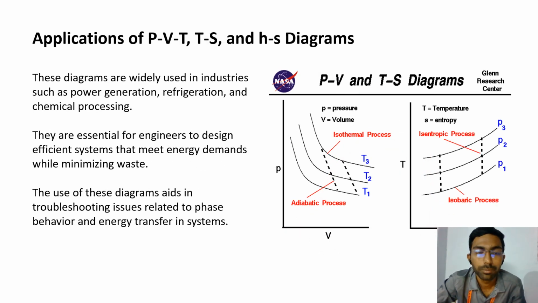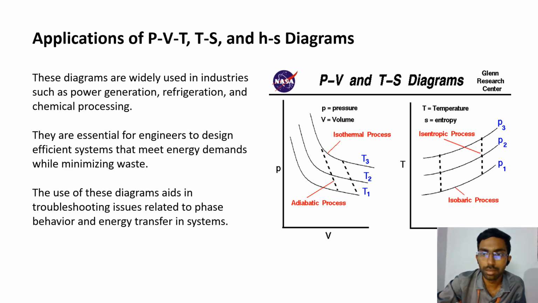Applications of PVT, TS, and HS diagrams. These diagrams are widely used in industries such as power generation, refrigeration, and chemical processing. They are essential for engineers to design efficient systems that meet energy demands while minimizing waste. The use of these diagrams aids in troubleshooting issues related to phase behavior and energy transfer in systems.